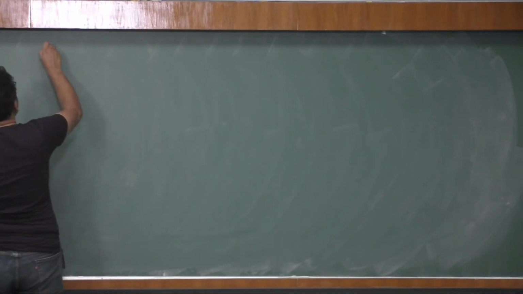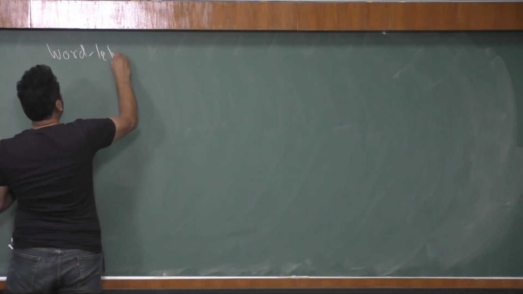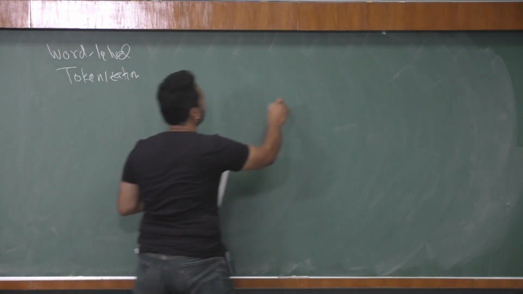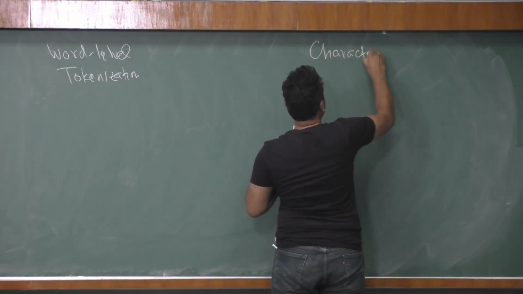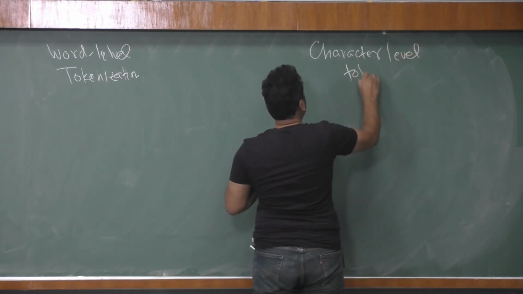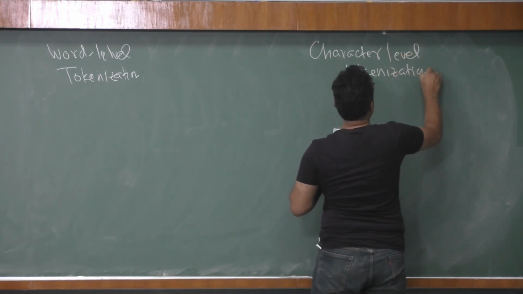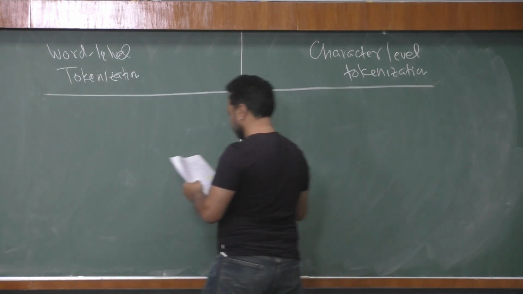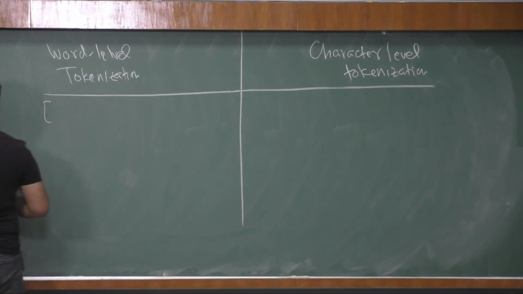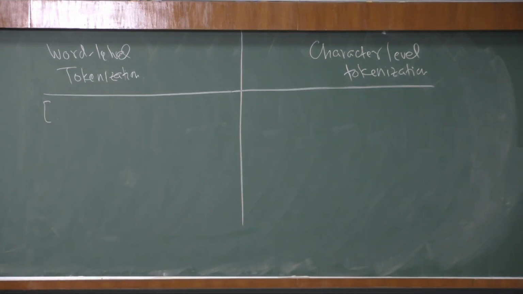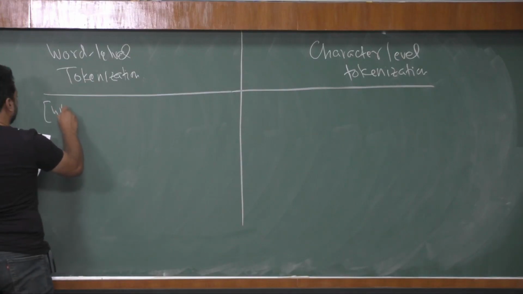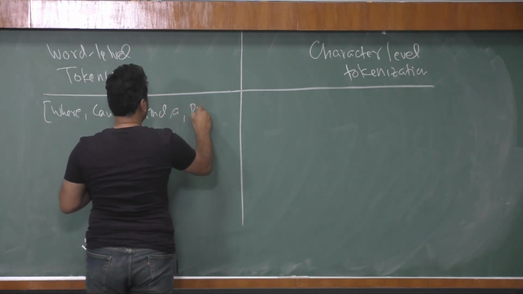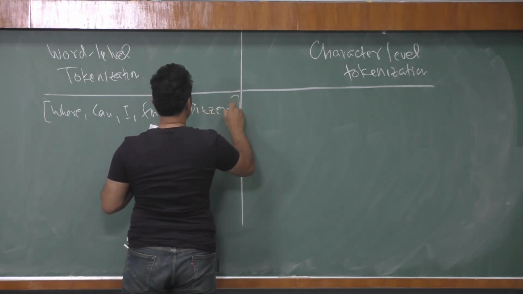So we can look into these two, and then we will define something called subword. If we do a word level tokenization of this sentence, "where can I find pizzeria", I can write this as: where, can, I, find, a, pizzeria. So this is the tokenization.